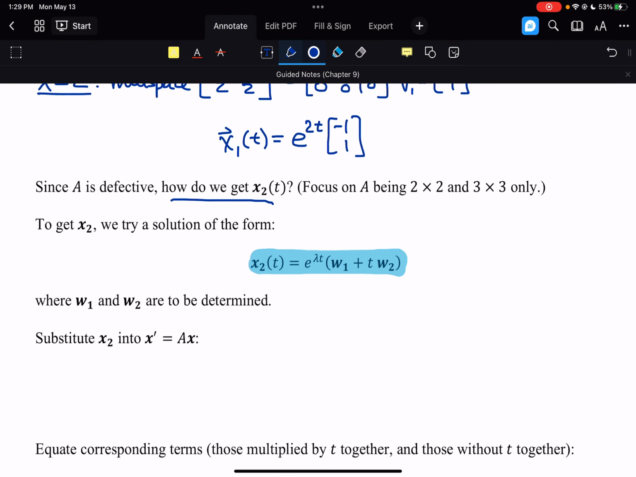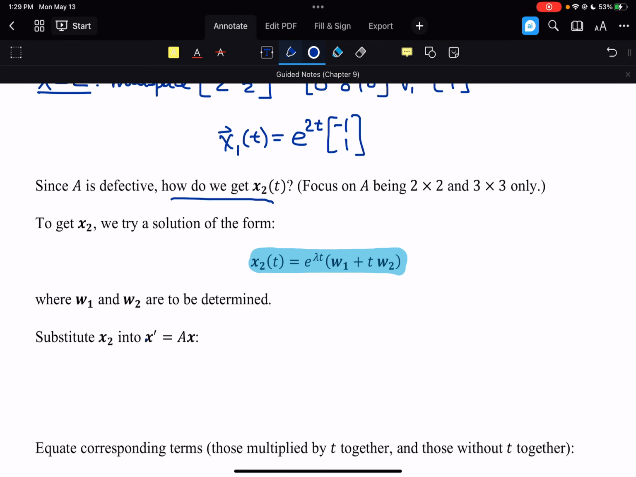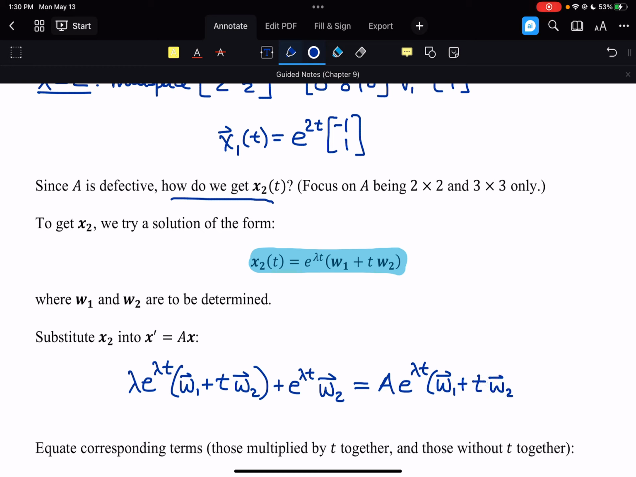So substitute this form of x2 into x prime equals Ax. For the x prime, we get lambda e to the lambda t times w1 plus tw2, plus e to the lambda t times w2. That's a product rule because there's t's here and a t there. And that is equal to A times x, which in this case, this is the x. So A times e to the lambda t, w1 plus tw2.